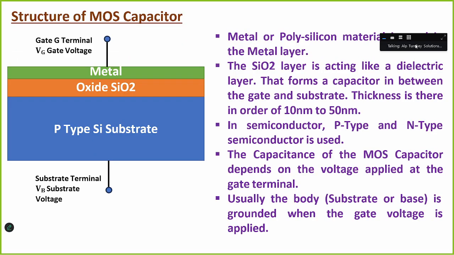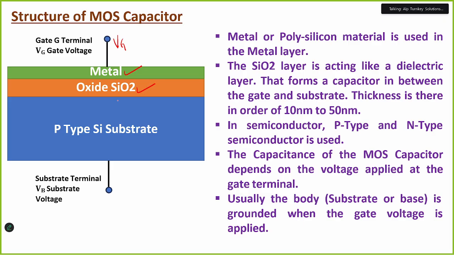If you see the MOS capacitor, this is the gate terminal, which is VG. This one is metal, this one is oxide, silicon dioxide, and this is the P-type substrate. This is lightly doped P-type material, and this is the substrate terminal. VB is the substrate voltage.